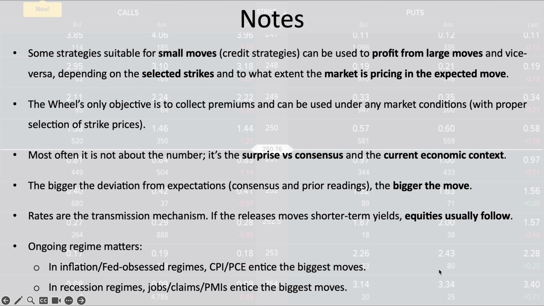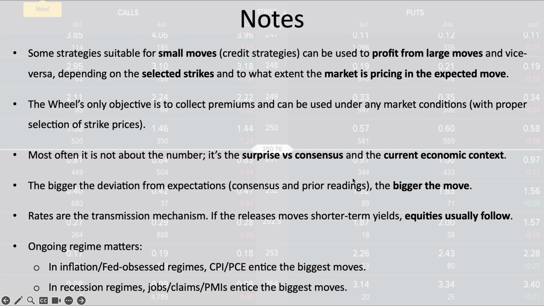Now, to wrap this up, and these are some last minute pointers for you guys. Some strategies which are suitable for small moves, which are the credit strategies, can be used to profit from large moves, and vice versa. It's all about you selecting the strikes accordingly and making sure that the probability that you will have a profit is high enough so that you can be in the green. And of course, you have to consider to what extent the market is pricing the expected move.